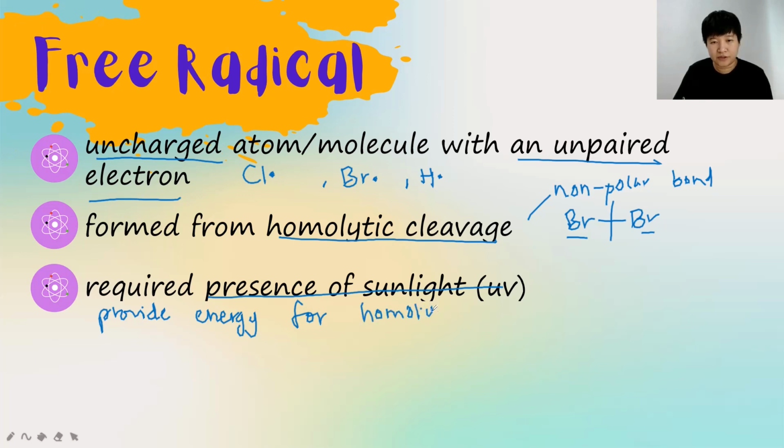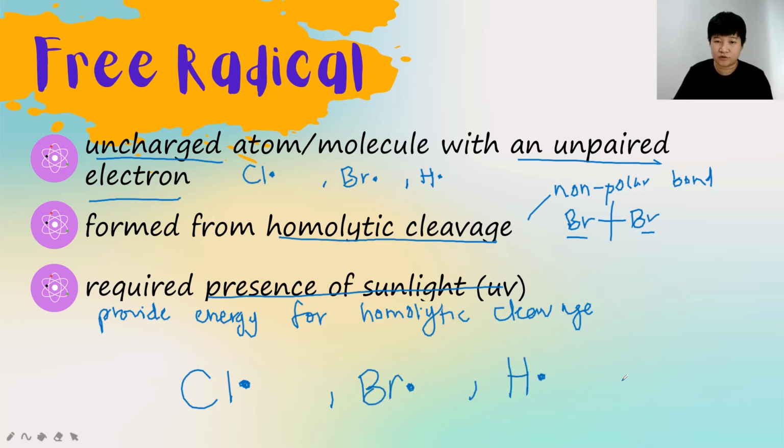Homolytic cleavage. Okay? We have a lot of different free radicals, but the free radicals that you will normally come across are Cl and Br in the bromine test, and also H, and also free radicals on carbon. You might have a free radical on the carbon ring, you might have a free radical on a CH3 or CH2. Okay, so that is all your free radicals because you have an unpaired electron.